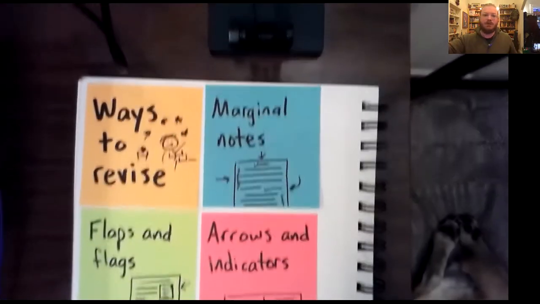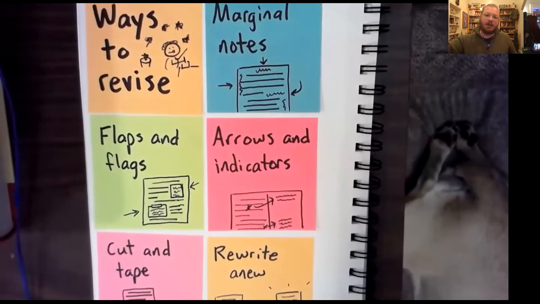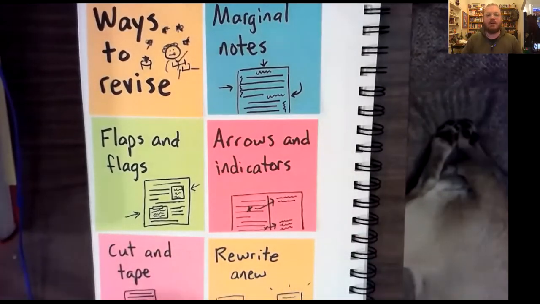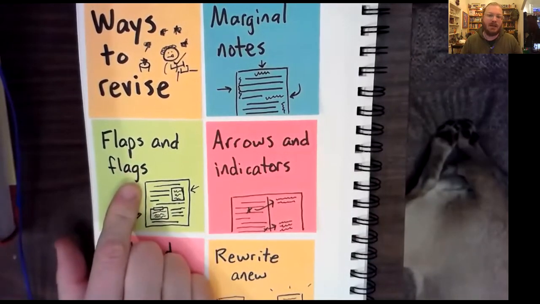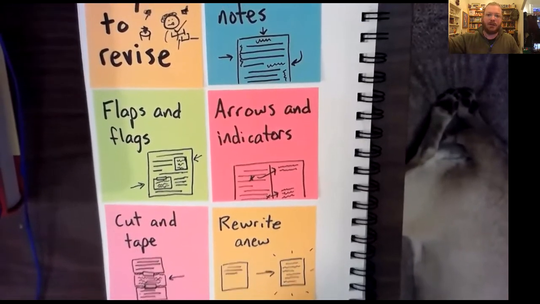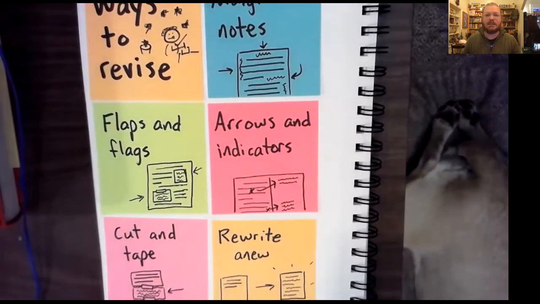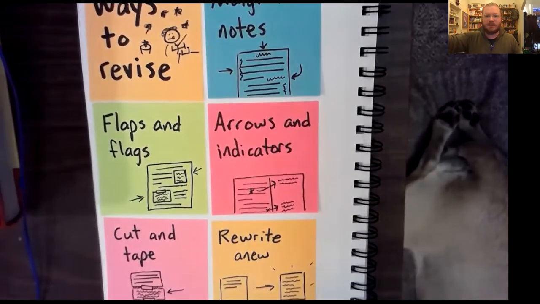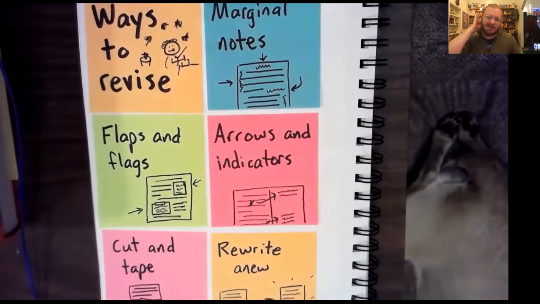We've learned to think about adding in marginal notes. We've learned to think about adding flaps and flags, arrows and indicators, to cut and tape, or just to rewrite anew. But the question is, what does this look like digitally? Some of these might work out for your digital revisions, and some of them might not. So let's take a look at the first one.